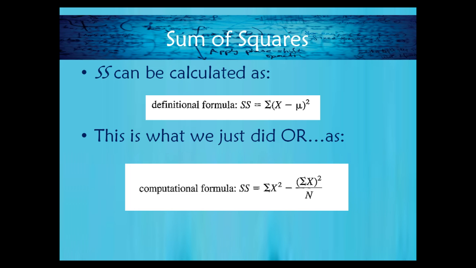So SS, or sum of squares, can be calculated as follows. The definitional formula is summation of (x minus mu) squared, and the computational formula is SS equals the summation of x squared minus (summation of x) squared over n.